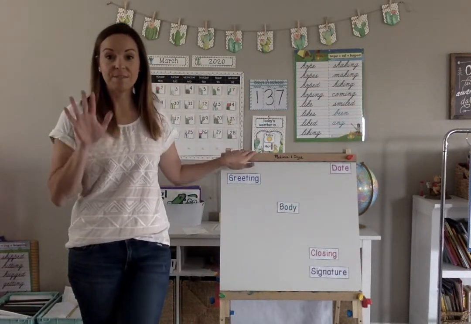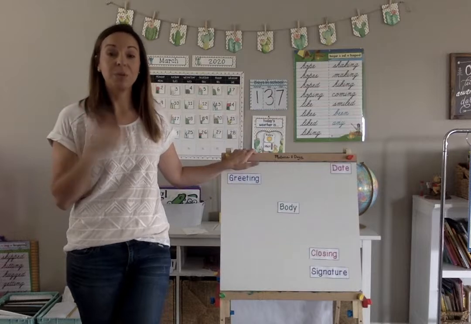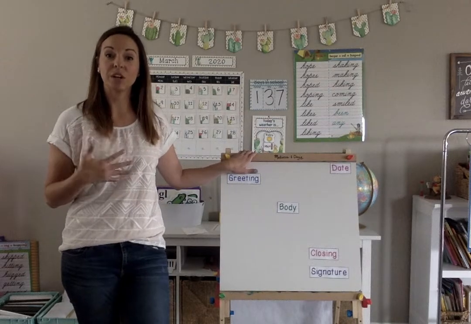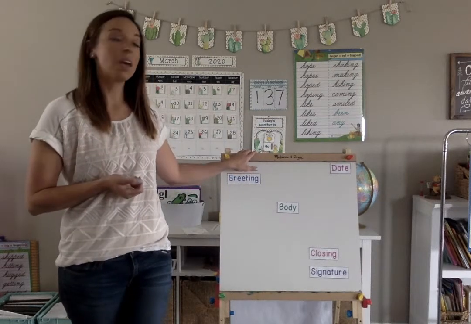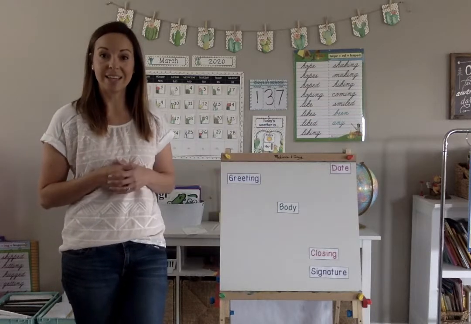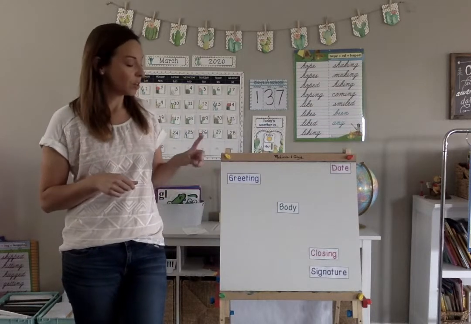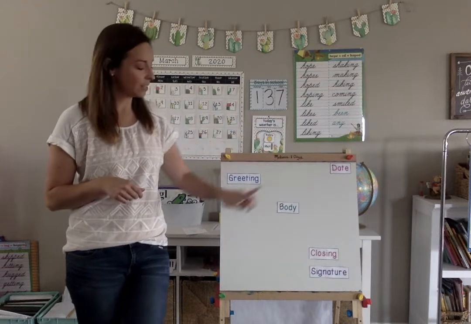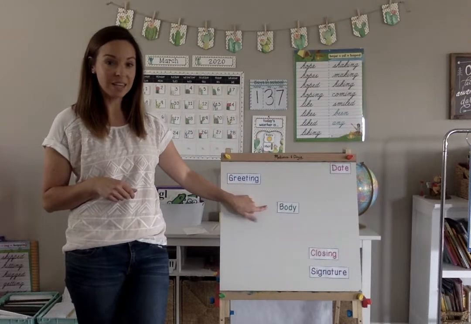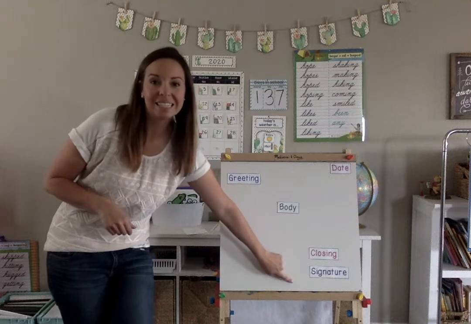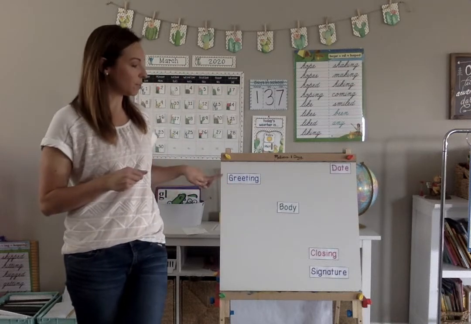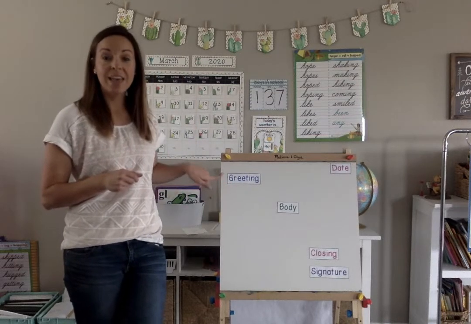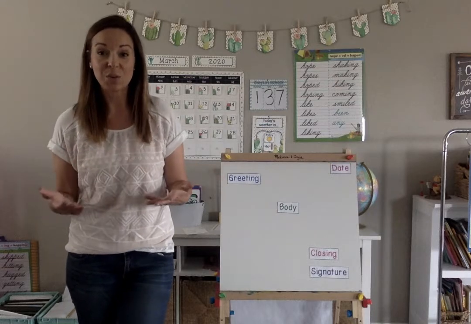So letters have 5 parts. I'm going to tell you what they are, and then we're going to go over what those parts are, how to write each part of the letter. So a letter has a greeting, a date, a body, a closing, and a signature. So let's talk about the first one. The first one is the greeting. That is like saying hello.